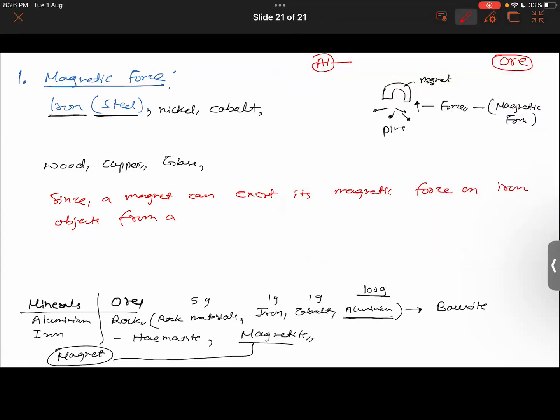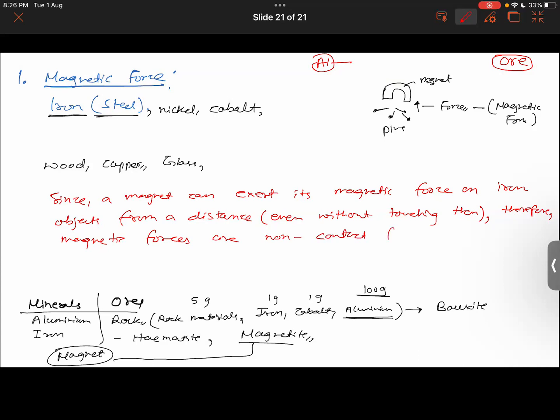Now coming back to our discussion, since a magnet can exert its magnetic force on iron objects from a distance, that is, even without touching them, we classify the force exerted by it to be a non-contact force. All right, so that is it.